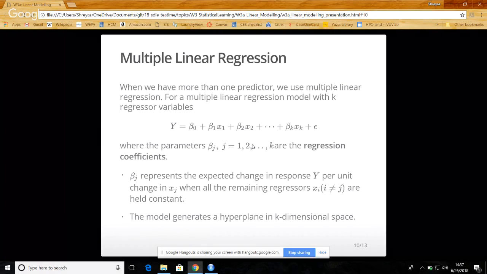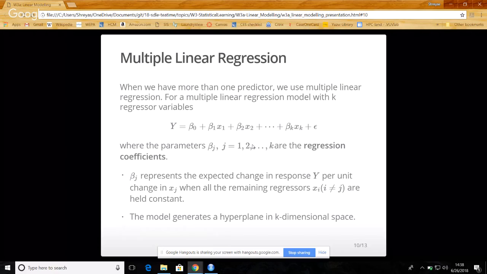Now let's talk a bit about multiple linear regression. When you have more than one predictor, but you still have one response, that's when you use multiple linear regression. It's similar to simple linear regression, the difference being you have more beta terms and x terms. And here the parameters beta j are called the regression coefficients.